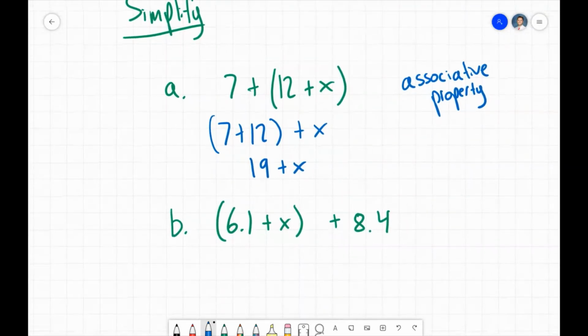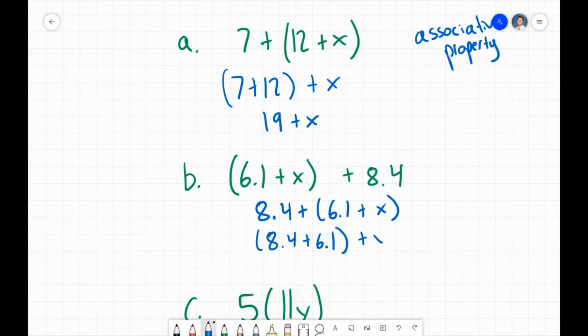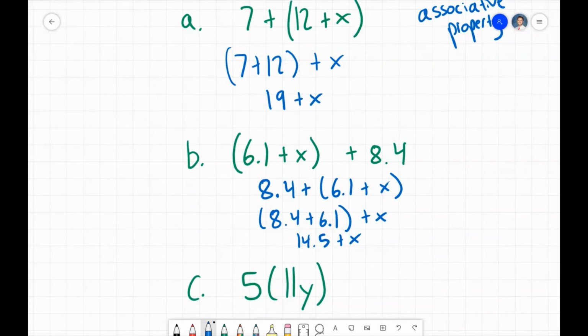Okay, another one. We have 6.1 plus x plus 8.4. So we could first use our commutative property, which tells us the order does not matter with our addends. So we could rewrite this as 8.4 plus, in parentheses, 6.1 plus x. And then once again, we can use the associative property, changing this to 8.4 plus 6.1, in parentheses, plus x. And then we can add 8.4 and 6.1. We get 14.5 plus x. So again, we were able to simplify our expression there.